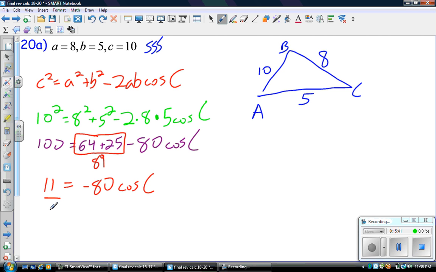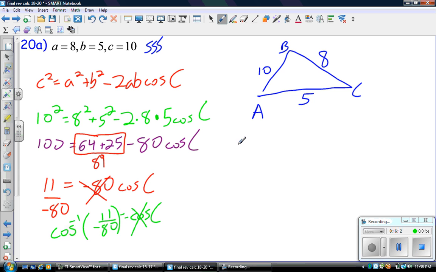Now what would I do? I would divide by negative 80. So that gets rid of that. At this point, I'm at 11 over negative 80, whatever that is, equals the cosine of C. How do I get C by itself? I take the inverse cosine of this. So I would take the inverse cosine of that mess. That'll get me the actual angle that I'm missing. And on these, they'll be in degrees. When we're dealing with just regular triangles, we typically go with degrees just because they're more common.